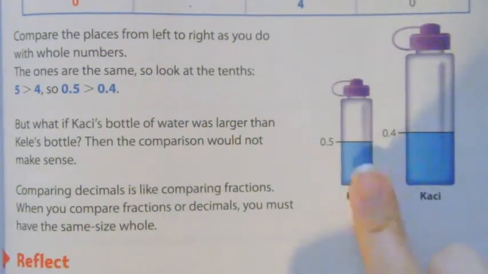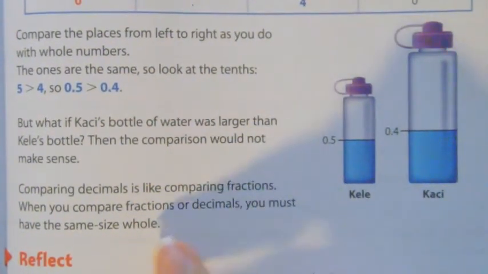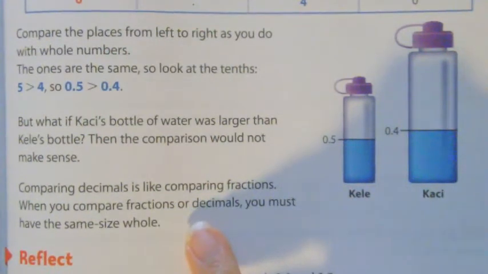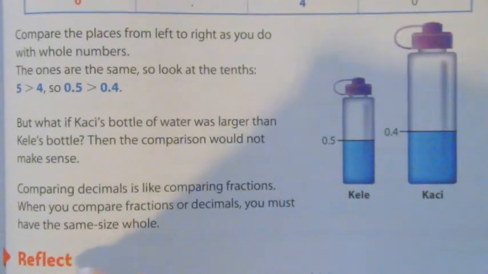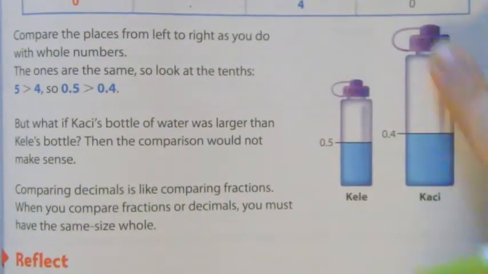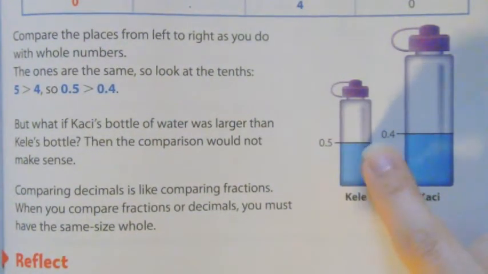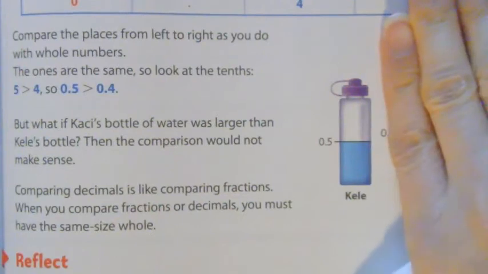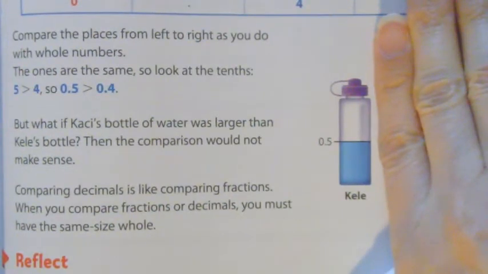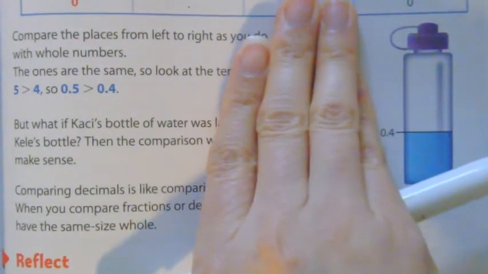So, with this visual in mind, comparing decimals is like comparing fractions. When you compare fractions or decimals, you must have the same size whole. So what that means is that whatever you're comparing, if you're comparing two water bottles and both girls drank 5/10 of it or 4/10 of it, both bottles have to be the same size to be able to compare it. Both have to be the same size to compare it.